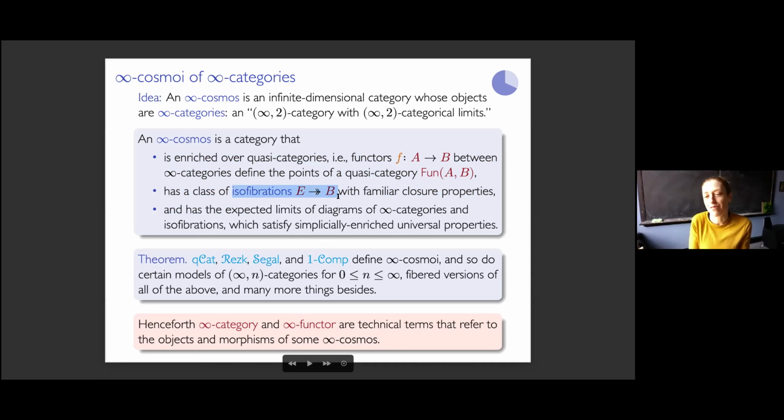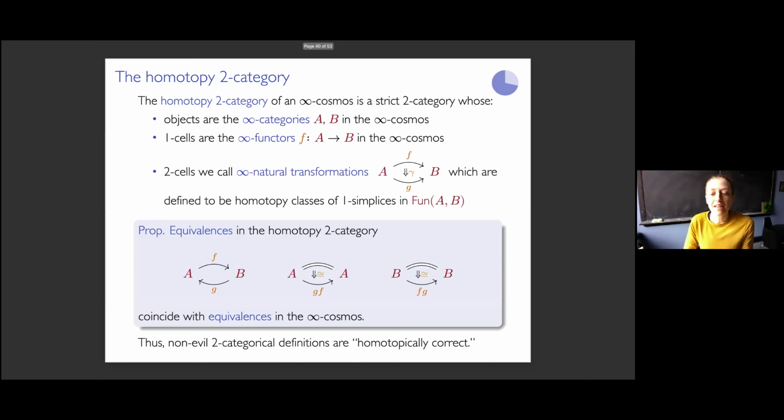These isofibrations have no homotopy theoretic meaning, but they allow us to model equivalence invariant limit constructions in a strict fashion. That's a standard idea in abstract homotopy theory. And then we ask for certain limits of diagrams of infinity categories, which we'll use to build things like the modules that are a vehicle for encoding universal properties. But relevantly to my claim that a proof in some 2 category actually is a proof of a theorem about infinity categories, there's a quotient of an infinity cosmos.